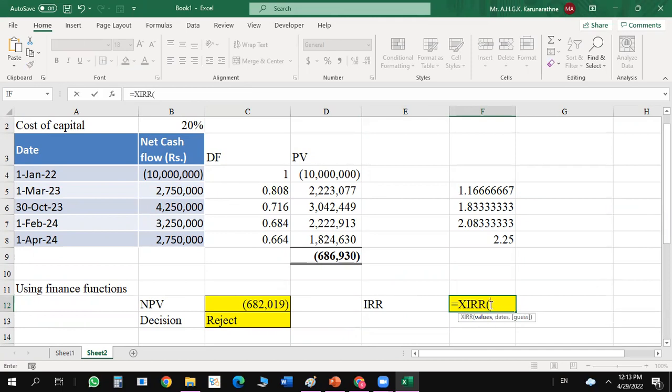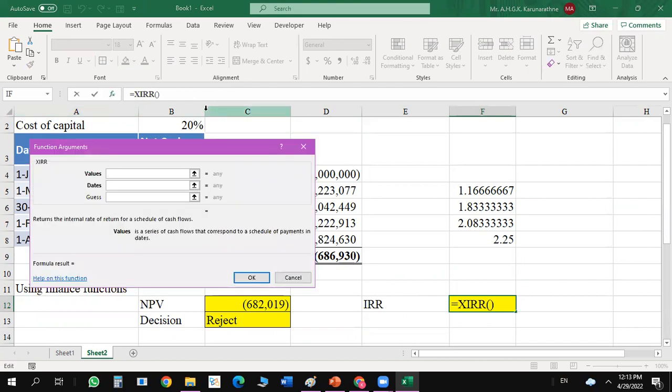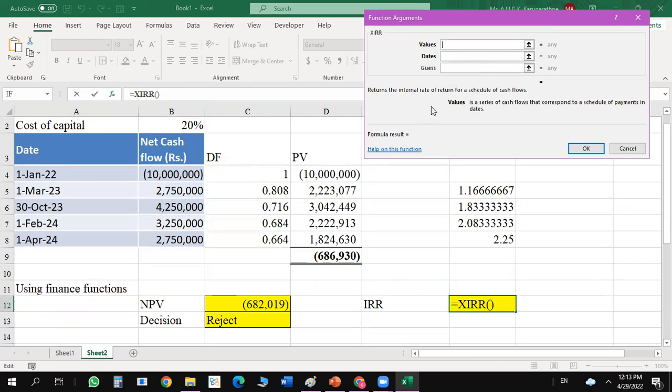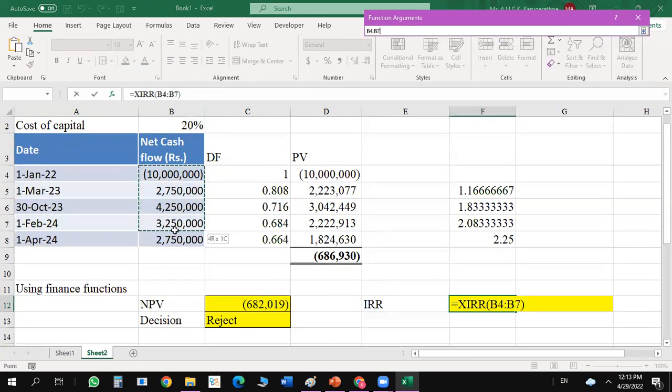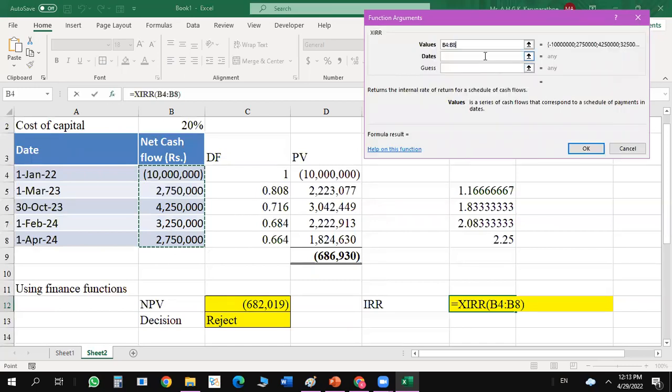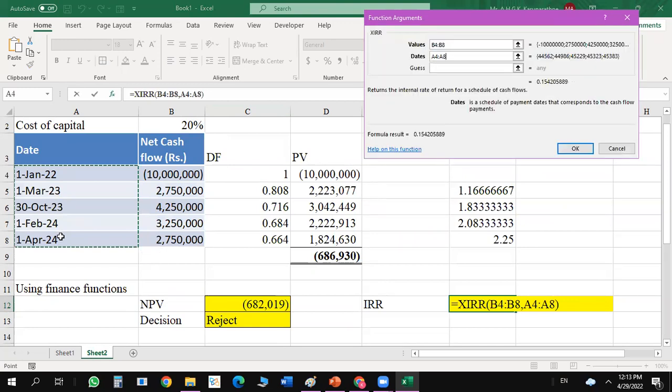Right, then the formula comes like this. You can go for the expanded format like this. Give the required information. What do we need to give? Give the original values like this. Then give the dates. Right, all the values, all the cash flows and all the dates. Then say okay.